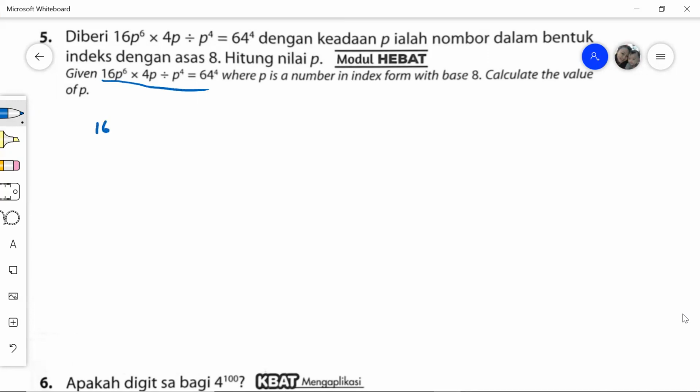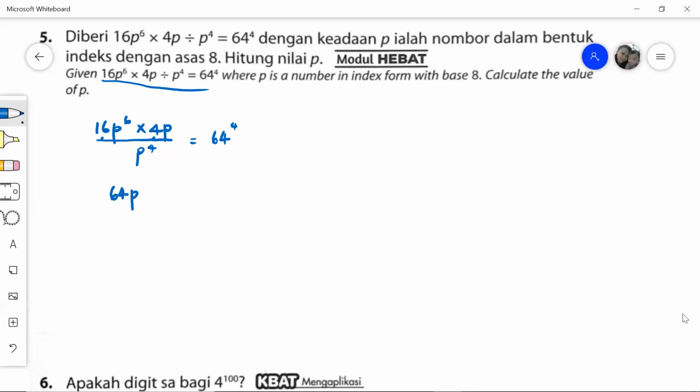Okay, 16p to the power of 6 times 4p, then divide. Normally I prefer to write it at the bottom. So it equals 64 to the power 4. So this is the equation given. Now let's simplify the equation. Number times number: 16 times 4, we have 64.